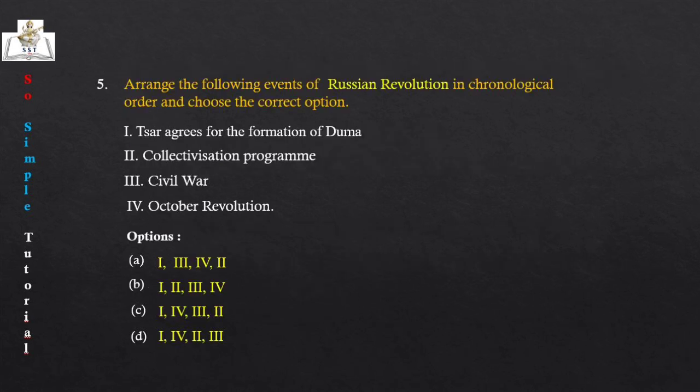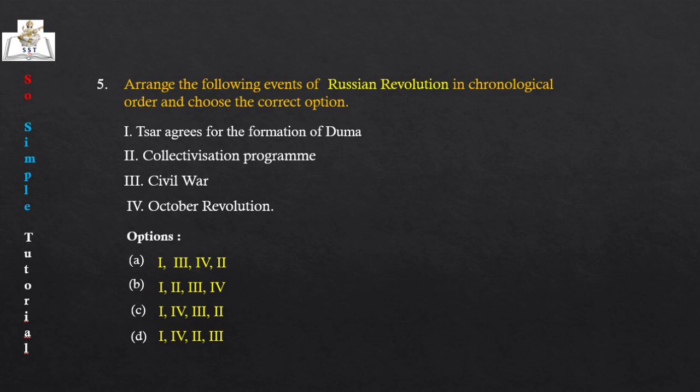Okay. Now look at this question. Some events are given here. What you have to do here is to arrange them in chronological order. That means you have to arrange them in the order in which they have occurred. That means from the event that happened first to the one which happened last.